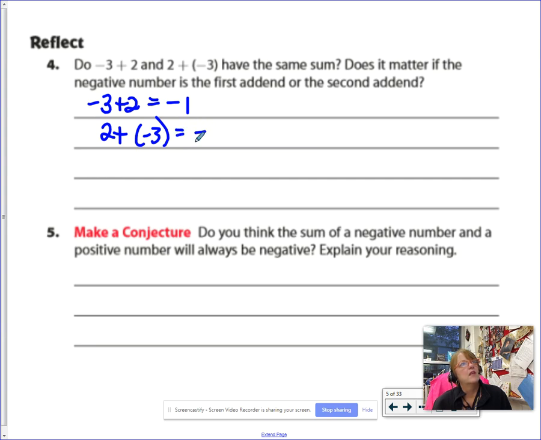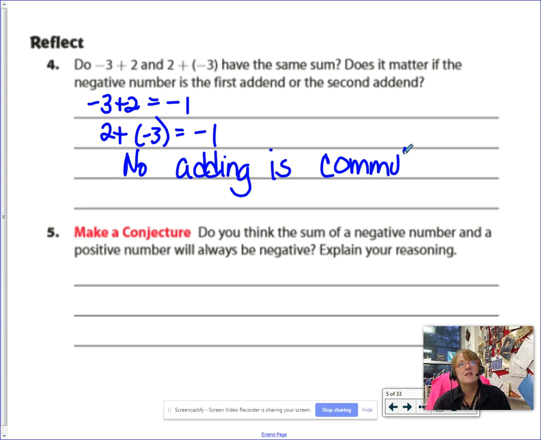This answer is going to be negative. I have to take the difference. Does it matter if the negative number is the first addend, meaning the first number, or the second? No, it doesn't matter because adding is commutative. That's the property that says you can change the order.